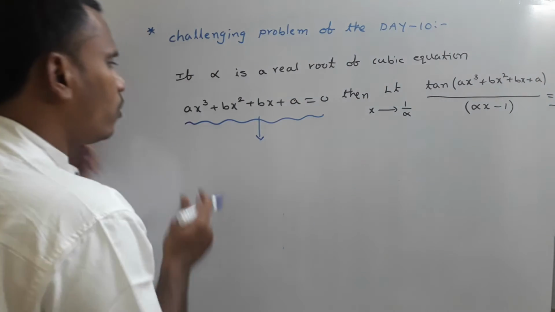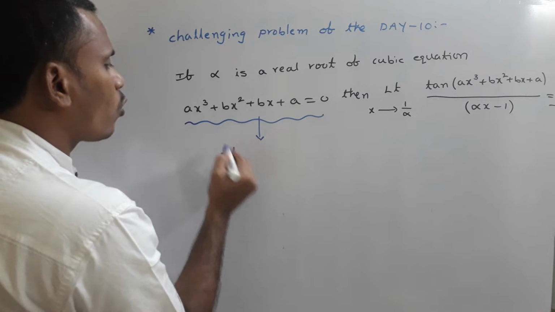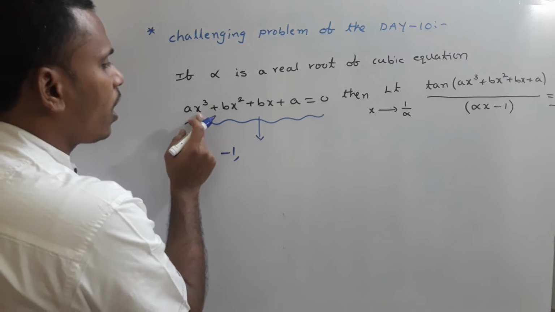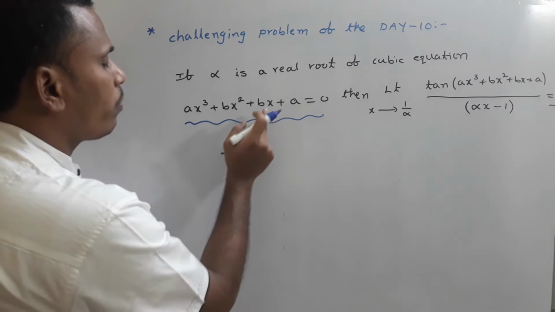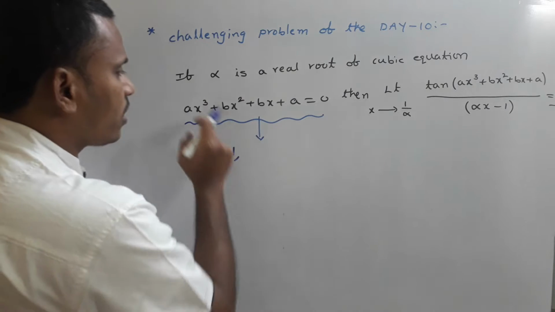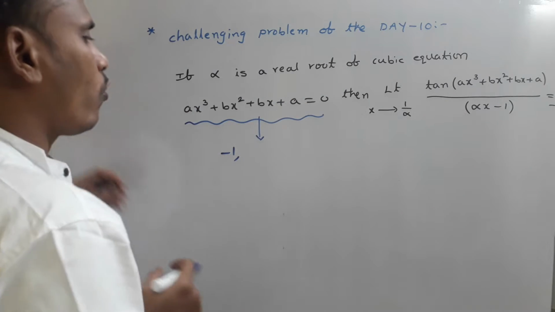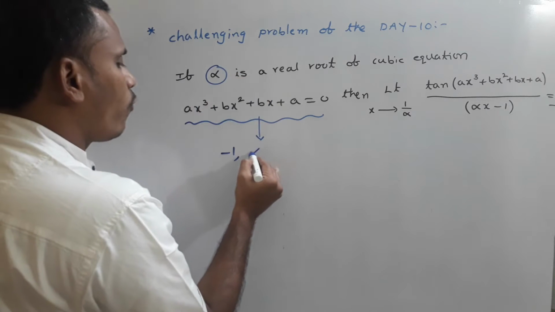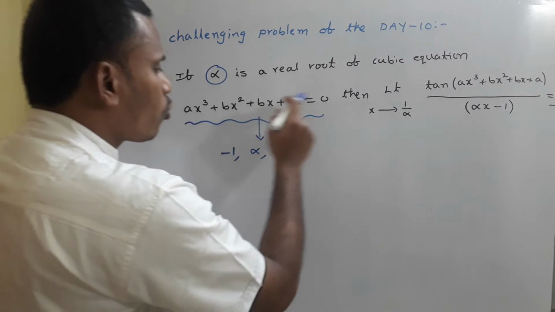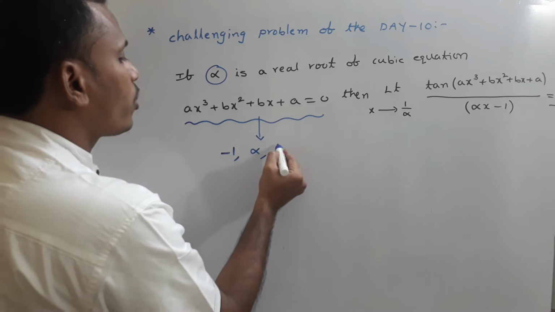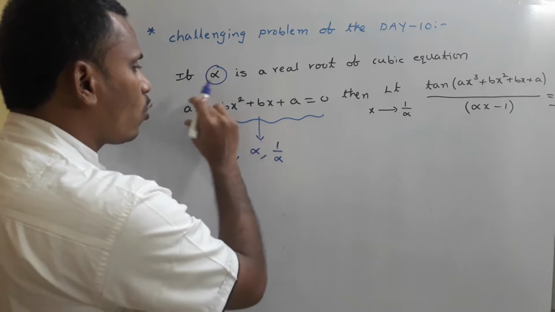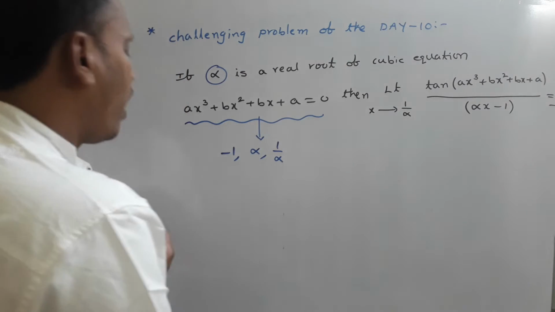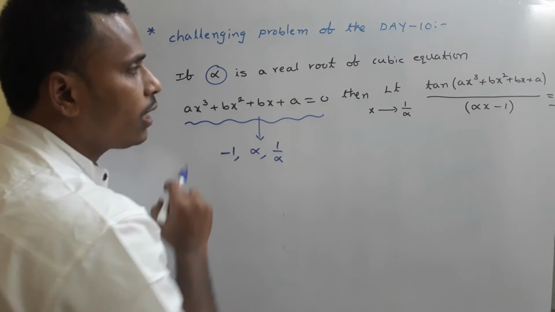And again, if you observe clearly, minus 1 is a root of this equation. When you replace x with minus 1, minus a plus a gets cancelled, and these two also get cancelled. So clearly minus 1 is a root of this equation. As they mentioned, alpha is a root, so alpha is another root. Since it is cubic as well as reciprocal, for sure 1 by alpha is another root. So finally this cubic equation has 3 roots: minus 1, alpha and 1 by alpha.